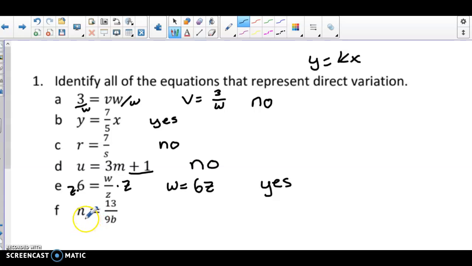All right, last one. So I have n equals 13 over 9b. And unlike the one up here with b, where we had a fraction but our x was on the outside, this one, our b, is inside the fraction and it's in the denominator. So this is the same thing as writing n equals 13 over 9, which is my constant, times 1 over b. So we're still dividing by a variable. If we have our constant and we're dividing it by a variable, that's inverse variation. So I'm going to say no, that is not direct, it's inverse. And I know that because my b is being divided here.